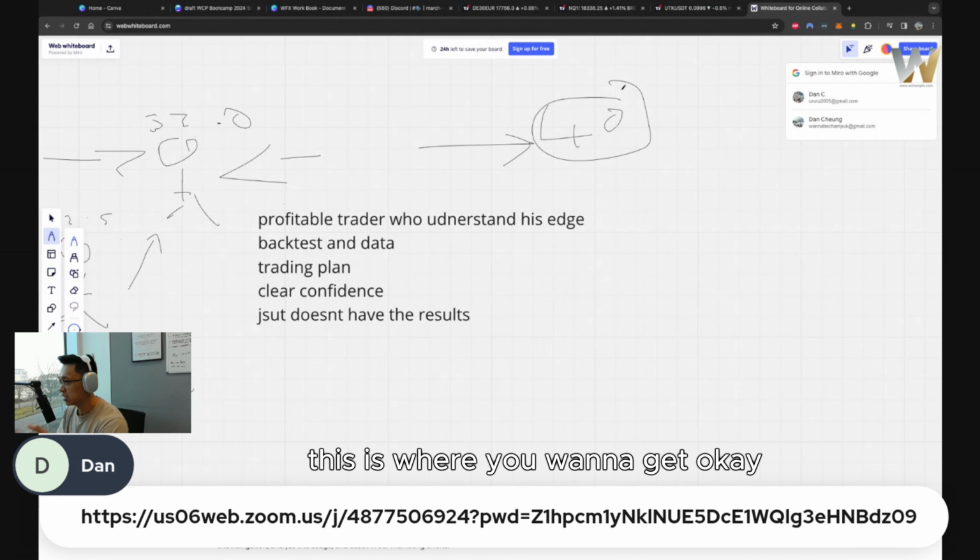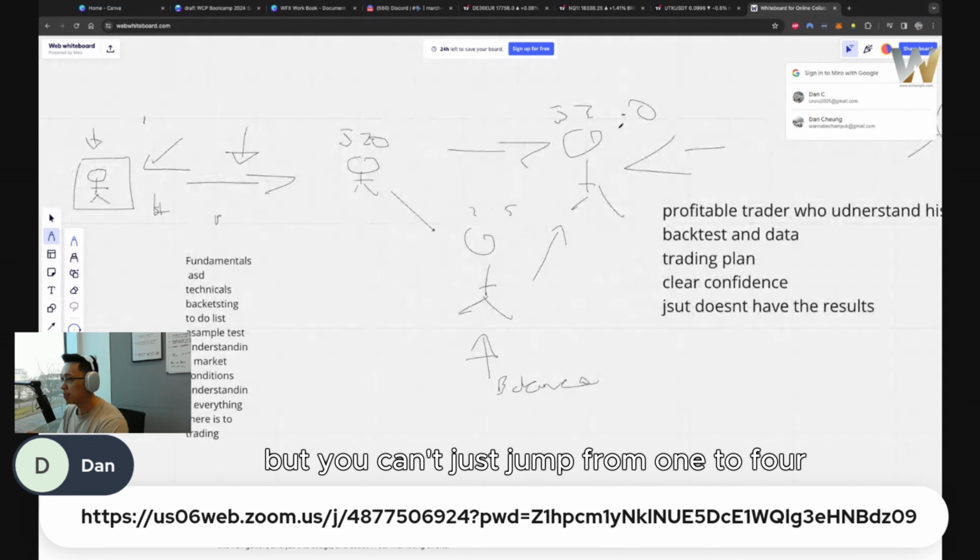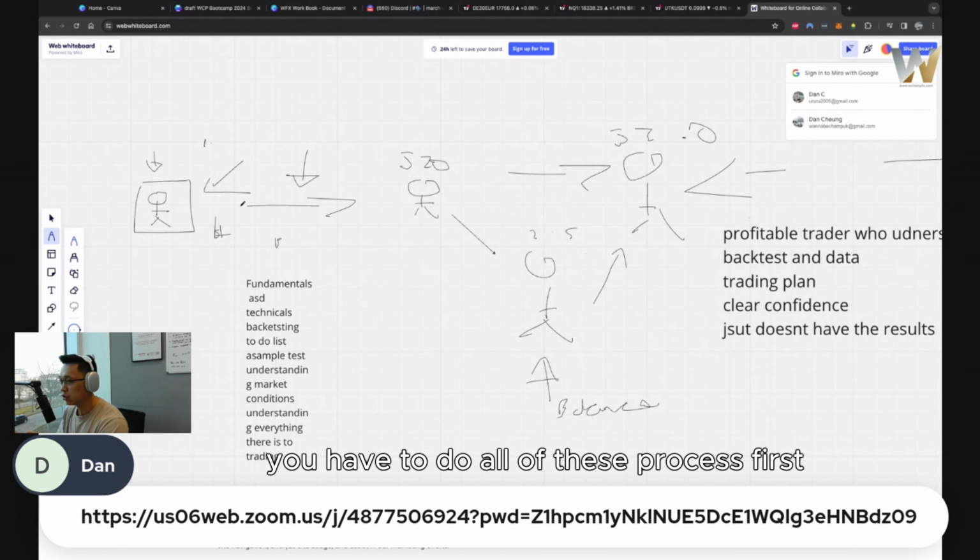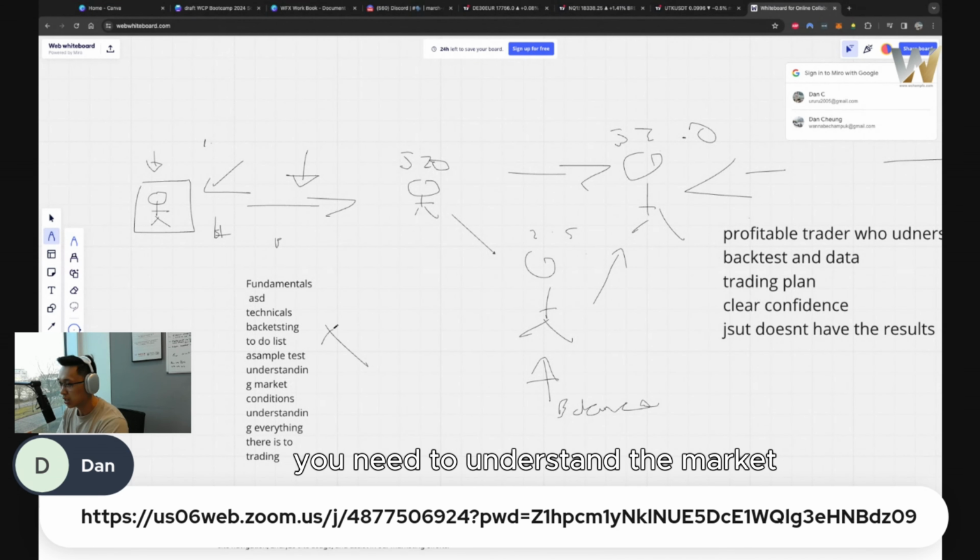This is your goal. This is where you want to get to. Okay, but you can't just jump from 1 to 4. You have to do all of these processes. First, you need to understand the market. You need to understand the strategy. You need to do the to-do list, which we'll talk about today.